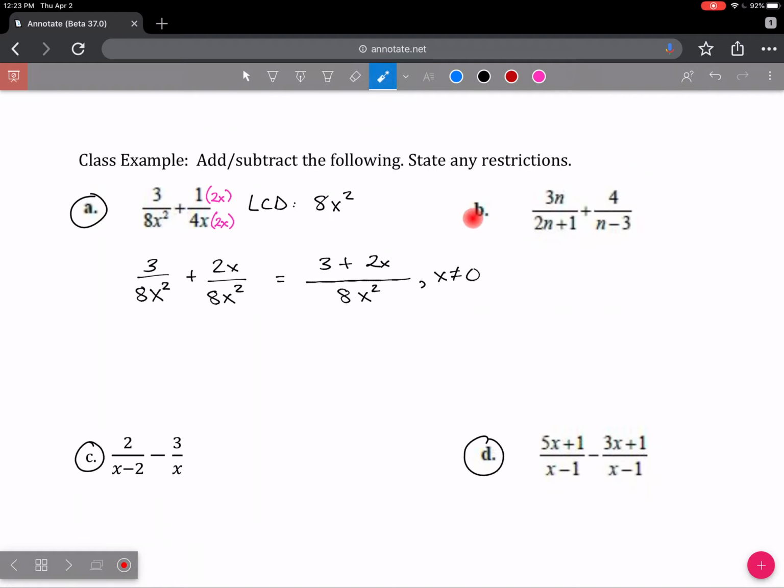If you do part B, you'll end up with a trinomial in the numerator, so good luck with that one. Check my notes on my website.